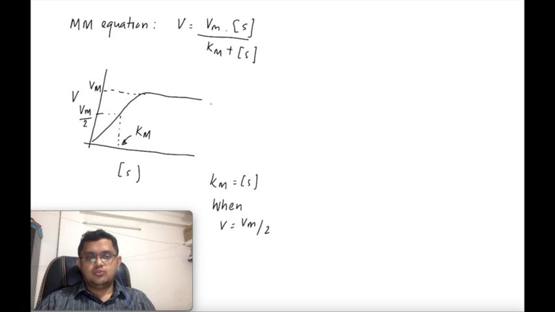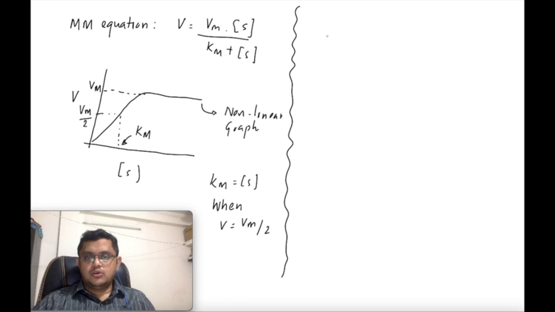But there is a disadvantage. This graph is a non-linear graph, so obviously the accuracy of these values from this graph is not adequate. So how can I convert that graph into a linear graph? If I am able to convert it into a linear graph, we can calculate in a more accurate way. The first method to do that is what we call the Eadie-Hofstee method.